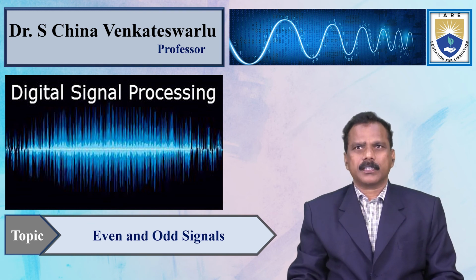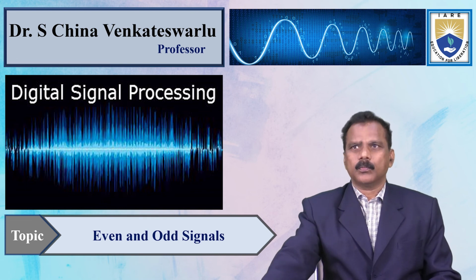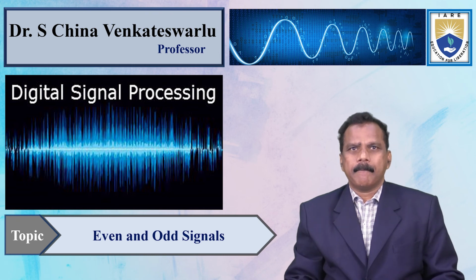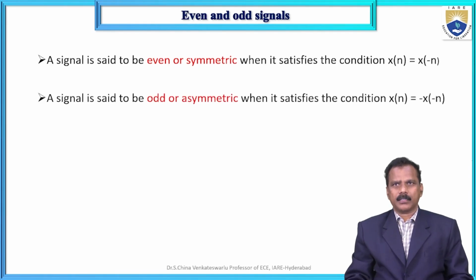Today we are discussing even and odd signals. We already know that a signal is said to be even, or symmetric, when it satisfies the condition x(n) = x(-n). A signal is said to be odd, or asymmetric, when it satisfies the condition x(n) = -x(-n). Using these conditions, you can decide whether a signal is even or odd.